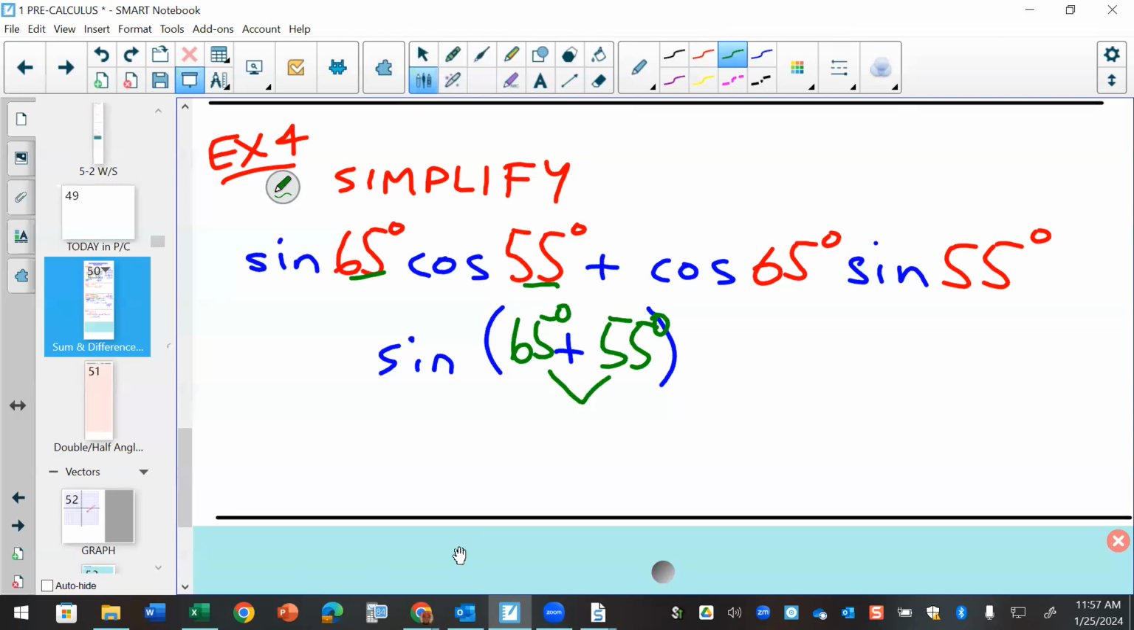What's that? All right, you're getting closer. Now it just turned into a unit circle problem. Hey, now what's the sine up there at 120?